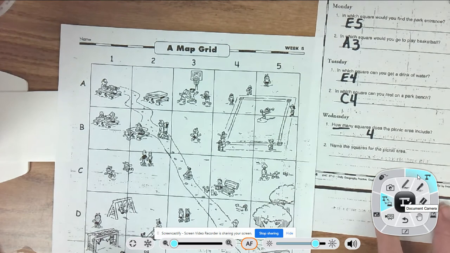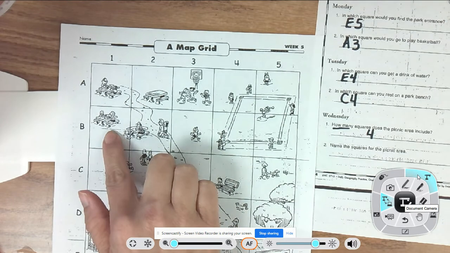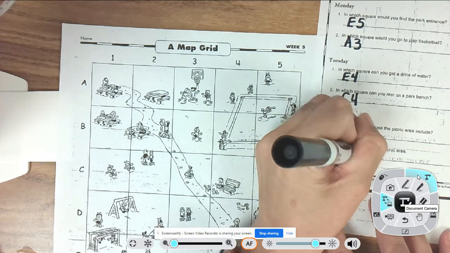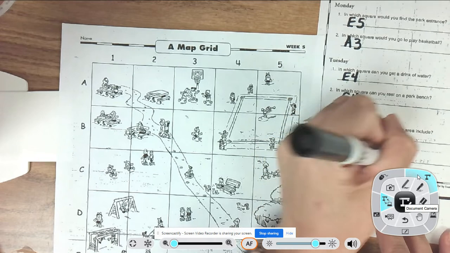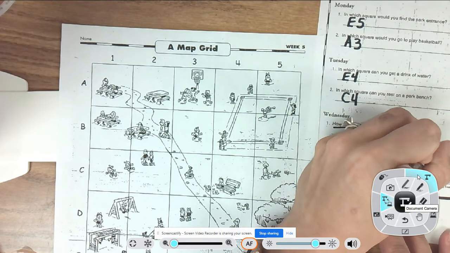Now for question number 2 for Wednesday. Now we have to name the squares for the picnic area. Remember, that was A1, A2, B1, and B2.